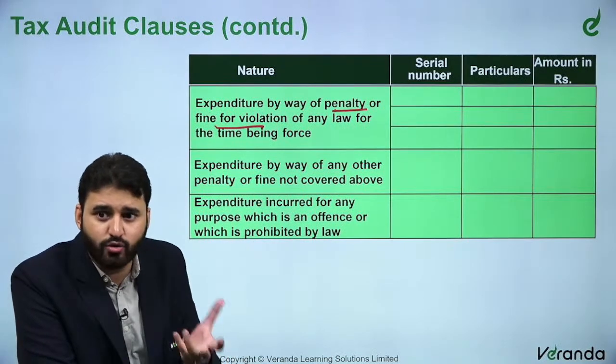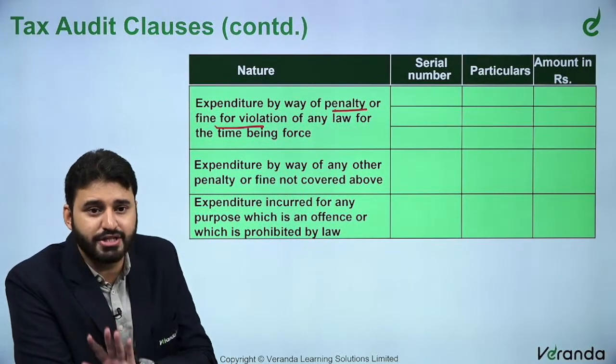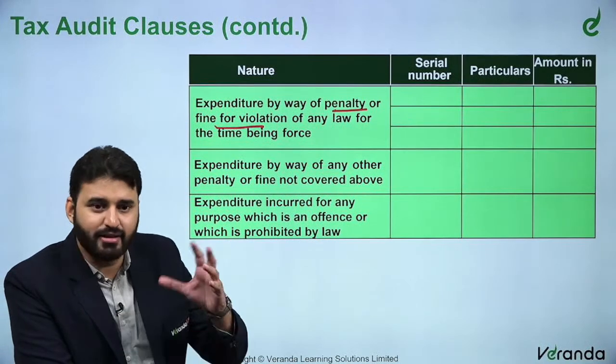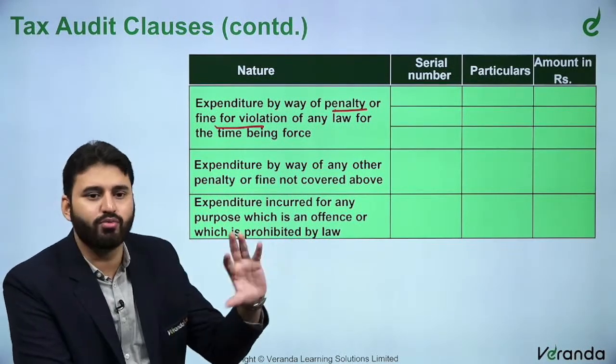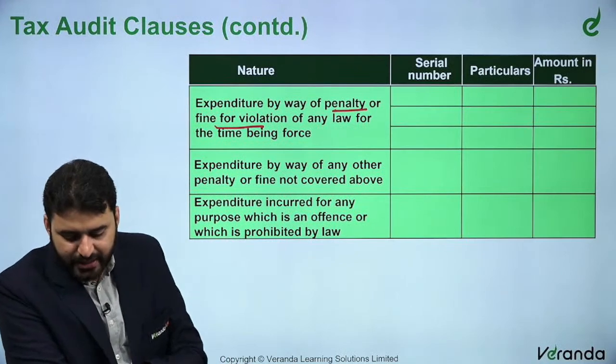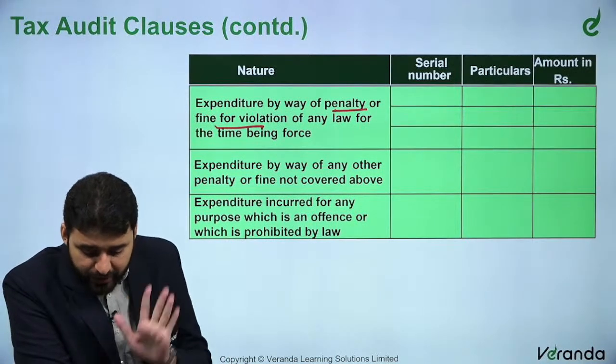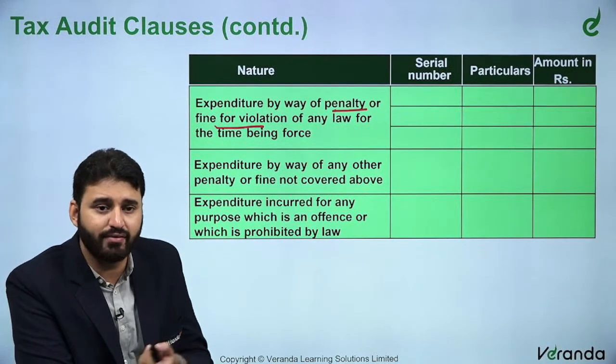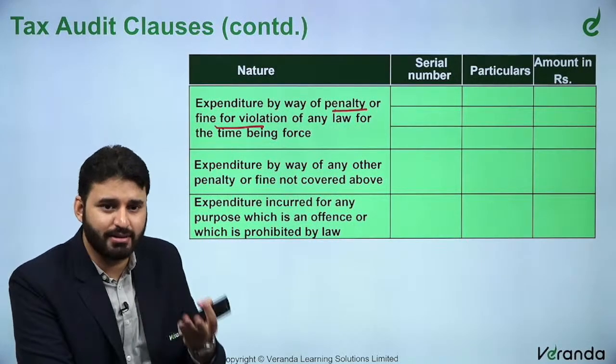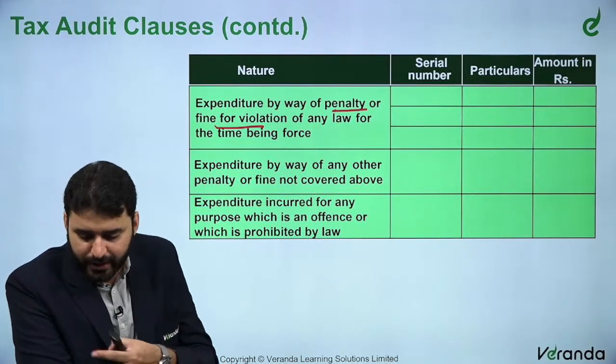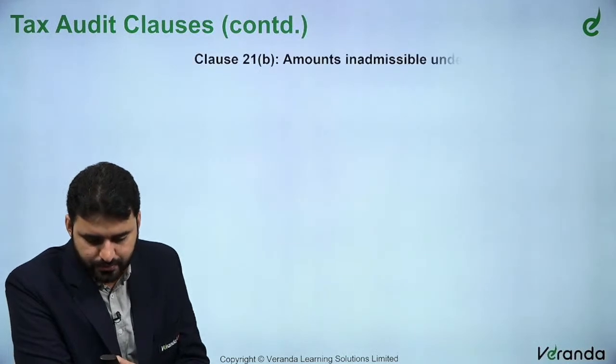It could be a late fee, it could be a penalty, whatever it is, we need to mention it over here. It depends on a case to case basis what stand we take. Expenditure incurred for any purpose which is an offense or which is prohibited by law. The auditor will have to understand whether you paid some fine or penalty, and that has to be disclosed over here.